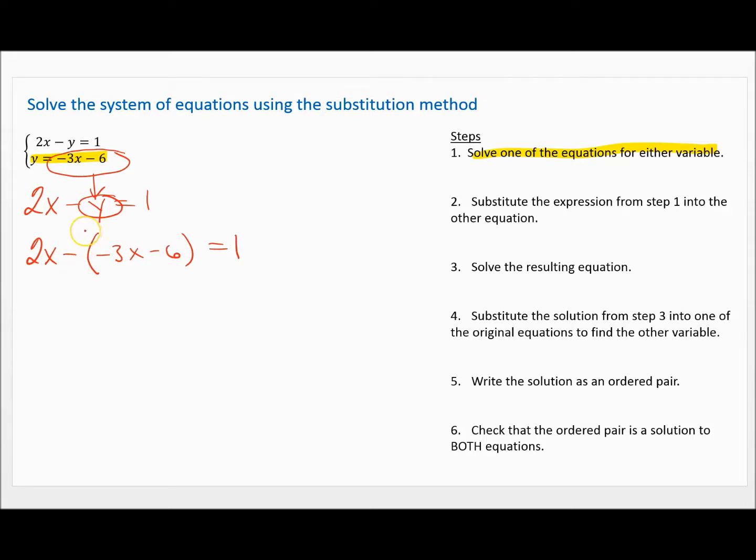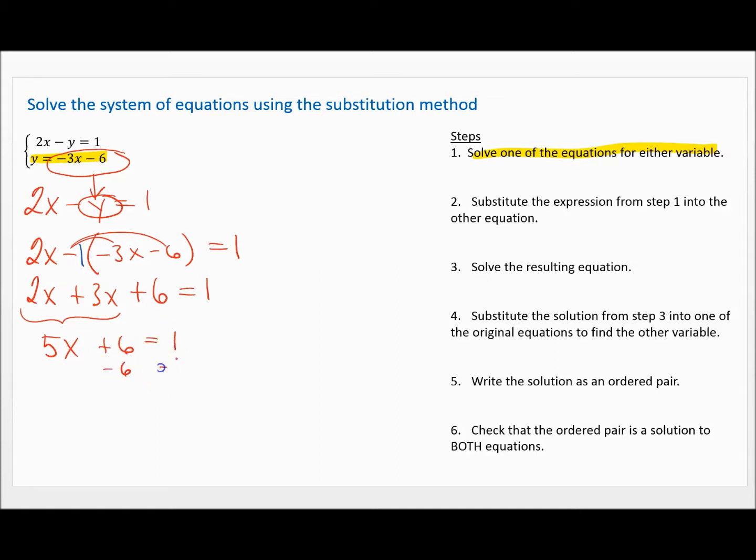What am I distributing? Remember, there's a 1 right there. There is an implied 1. So when I distribute, I'm going to be multiplying this negative 1 in the parentheses. So I have 2x. Negative 1 times negative 3x is plus 3x. Negative 1 times negative 6 is plus 6, is equal to 1. Then I'm going to have a like terms situation every time. So 2x plus 3x is 5x plus 6 is equal to 1.